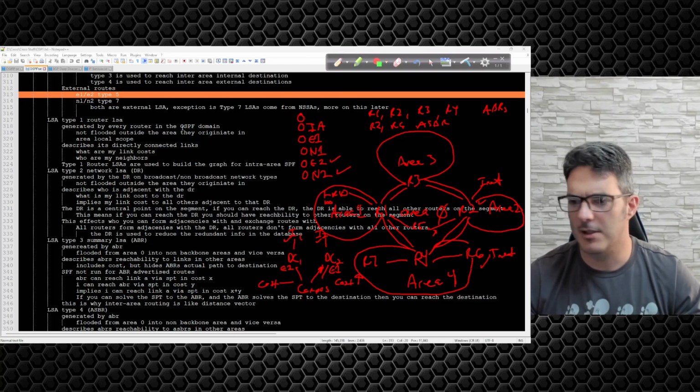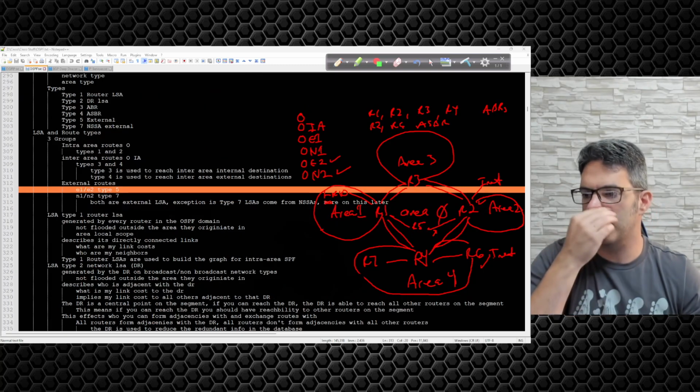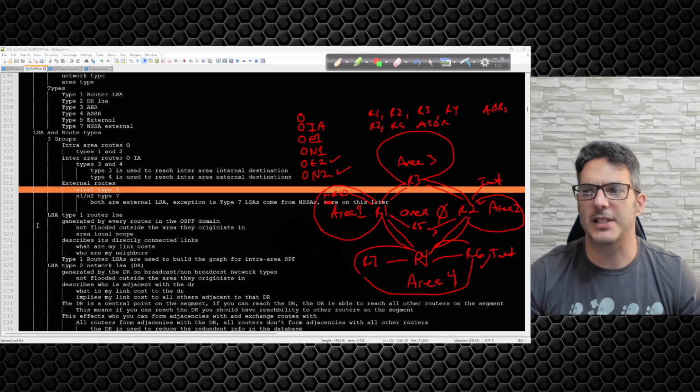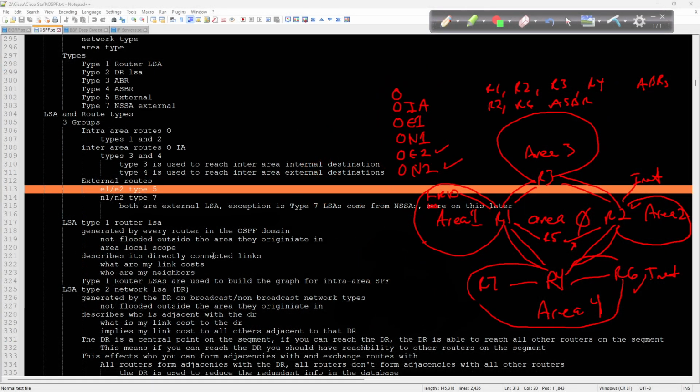Let me go ahead and pause real quick, and I'll clean up the topology a little bit. All right, so what I want to do now is talk about a deeper dive into the LSA types, because this is where it gets interesting. I'm going to keep the state machine there, and I'm going to keep the topology there for reference. So I'm going to go ahead and get out of the way.